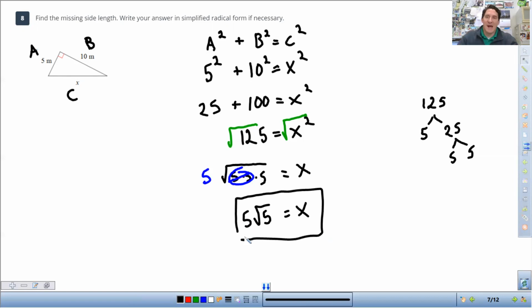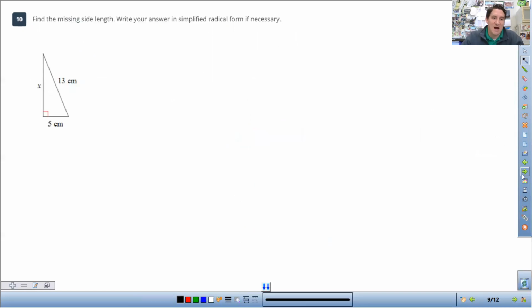So we just did 2 examples where the missing side length is the hypotenuse. So let's look at an example where the missing side length is not the hypotenuse. All right. So starting with this one again, label the sides. So the longest side is C. So always label the hypotenuse first. And then A and B doesn't matter, interchangeable. You can use the Pythagorean theorem to find that missing side.